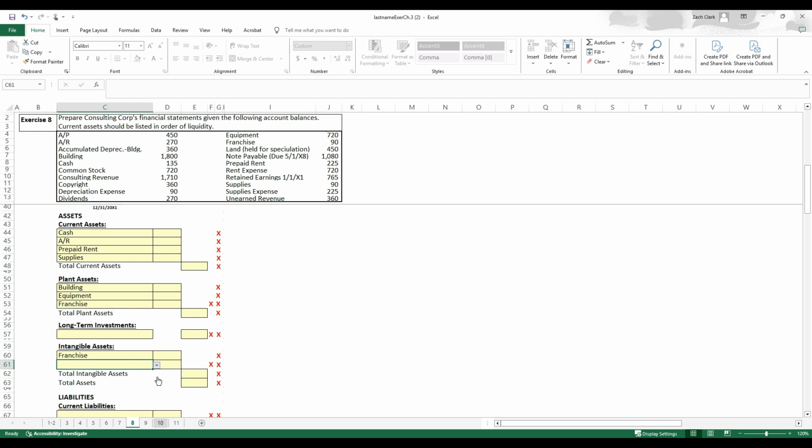So what is our other? So we have building. Oh, the other intangible asset then would be our copyright. So let's go ahead and throw those in. 90. What's our copyright? What is 360? So our total intangible assets then is 450.